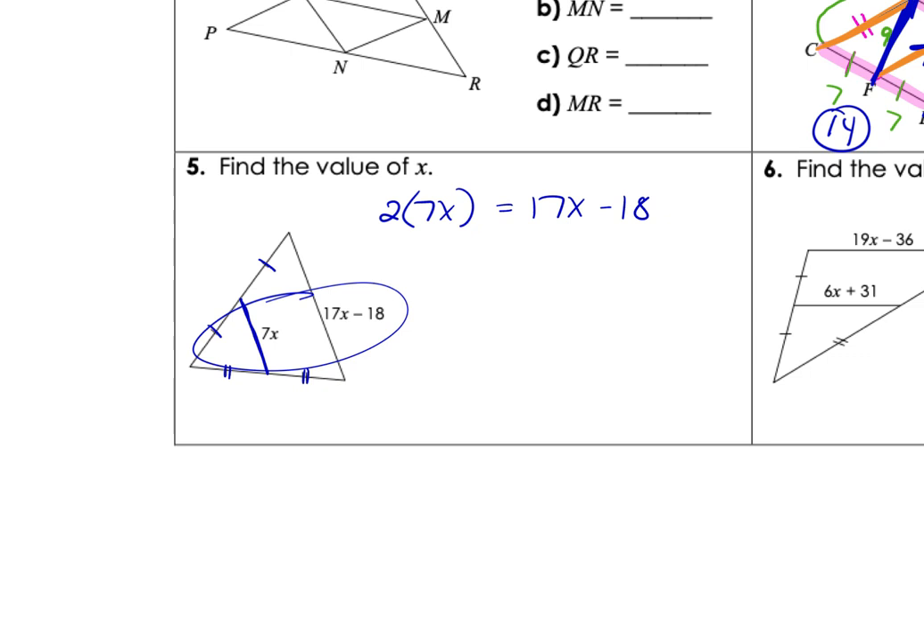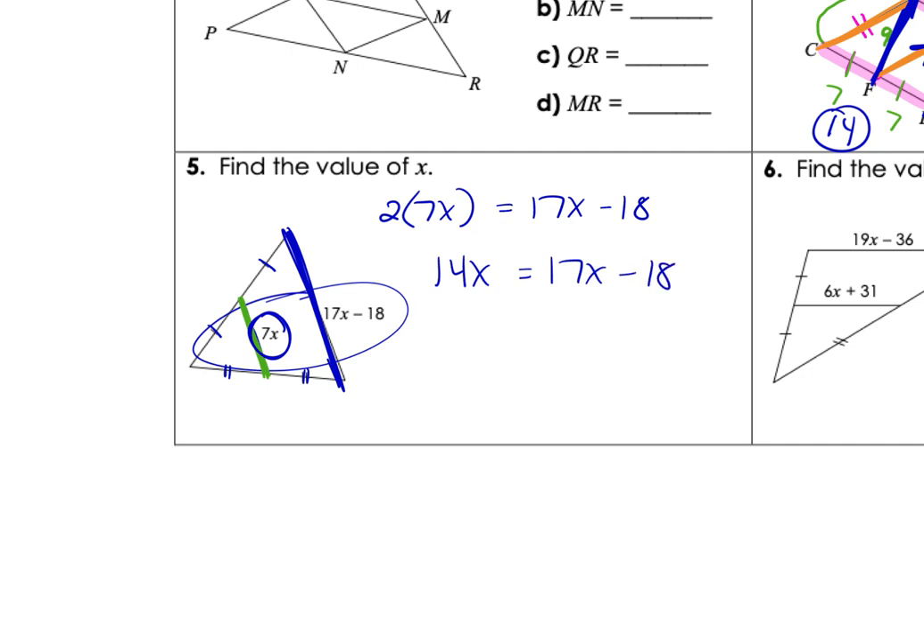It is pretty obvious if you look at the picture that this is not the same length as that, right? So don't set them equal to each other. They're not equal. You have to double the shorter one and it will equal the bigger one. So if we double that, you get 14x equals 17x minus 18.